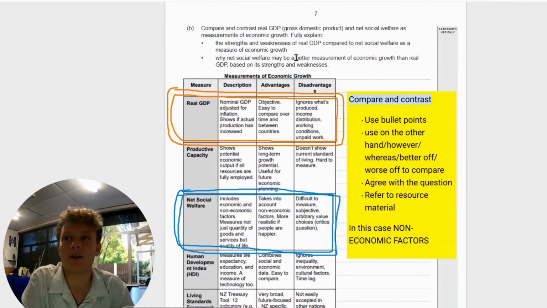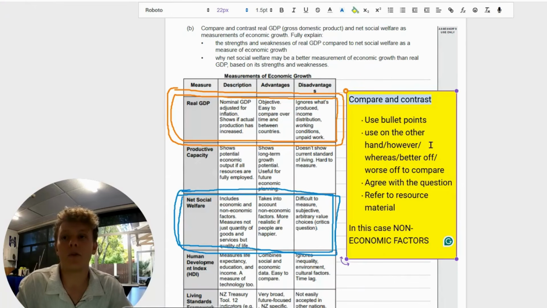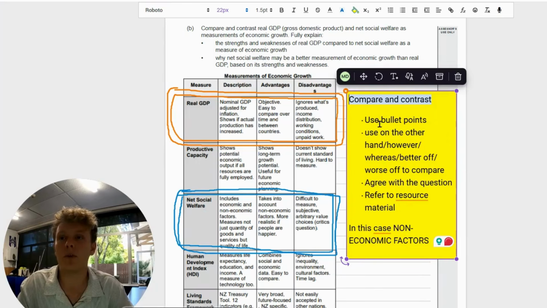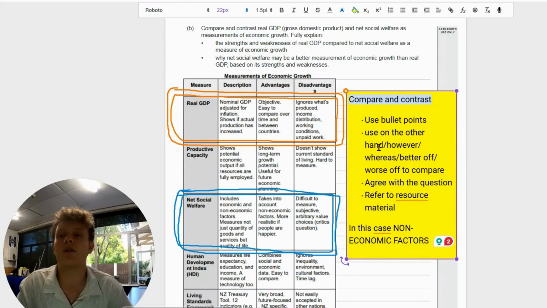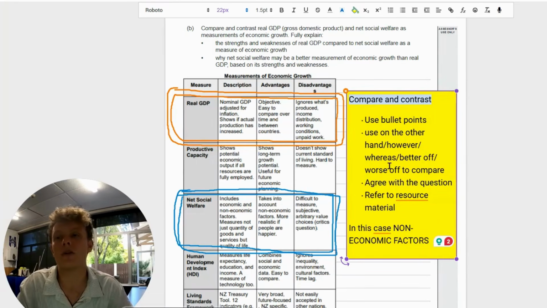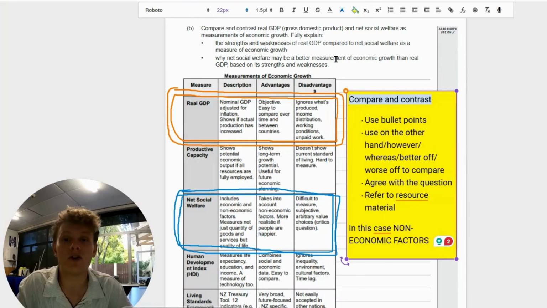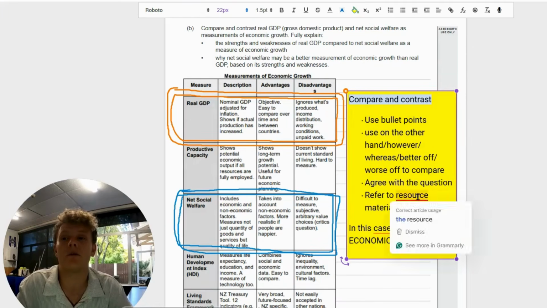And then the second part, which is compare and contrast real GDP and net social welfare as measurements of economic growth. Explain the strengths and weaknesses of real GDP compared to net social welfare as a measure of economic growth, and then why net social welfare might be better than real GDP. If we just look at this yellow box first, to compare and contrast, we need to use the bullet points. So we're going to follow those 2 bullet points. We need to use the words on the other hand, however, whereas, better off, worse off, to compare 2 things. We need to agree with the question. So if it says less than or larger than or better than, worse than, we need to justify what they've asked us to justify. And then we need to refer to the resource material.